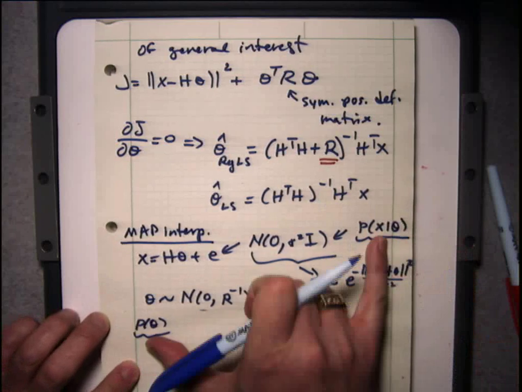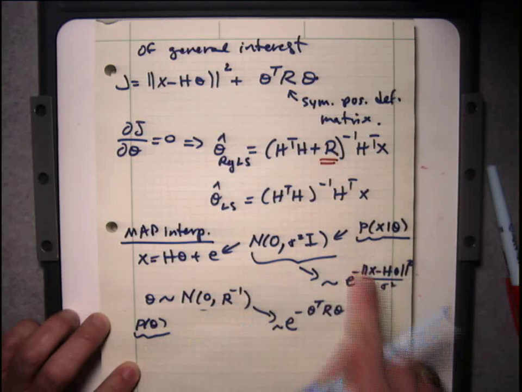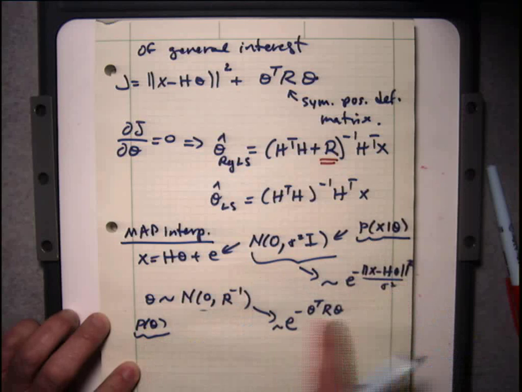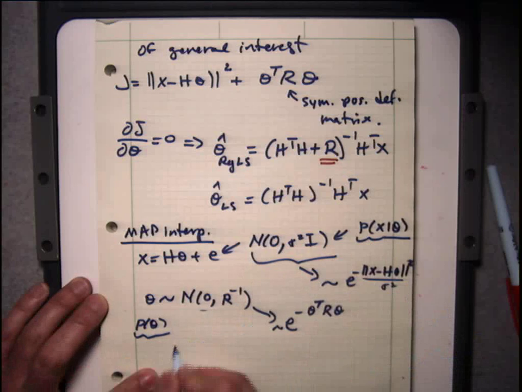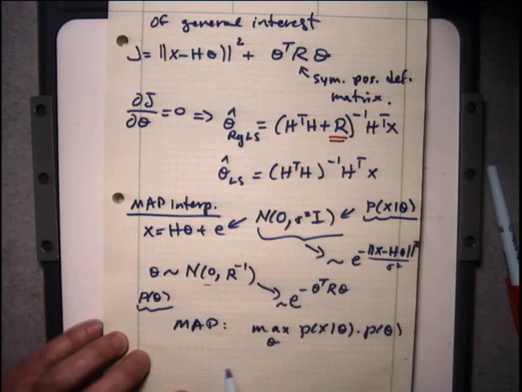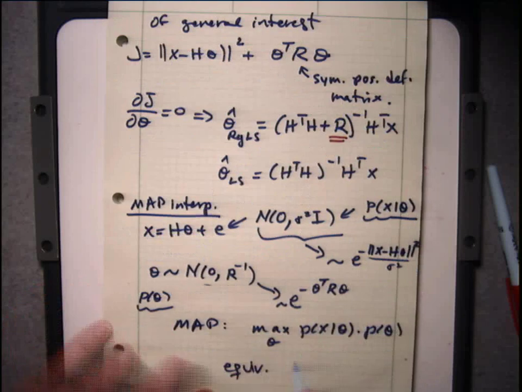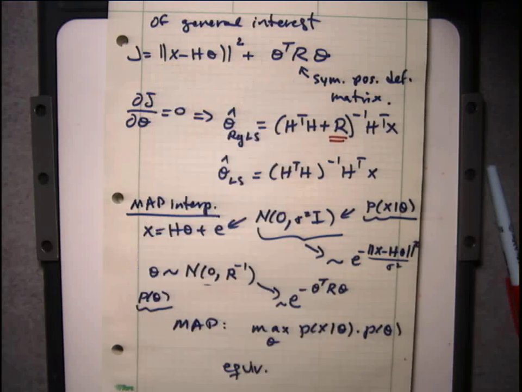Then if you multiply these two together, what you get is an exponential that has the square error term and this quadratic, okay? Which you're trying to maximize now. That's the maximum a posteriori. So remember, MAP is you maximize over theta the PDF of x given theta times P of theta, right? This is equivalent to minimizing the exponent, which is exactly that, okay?